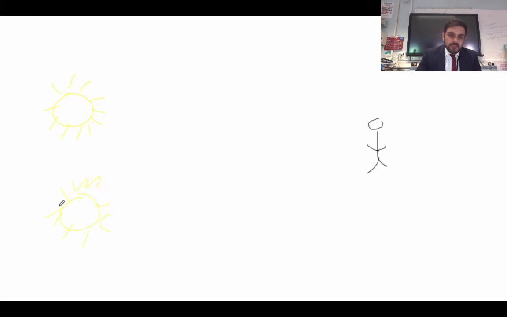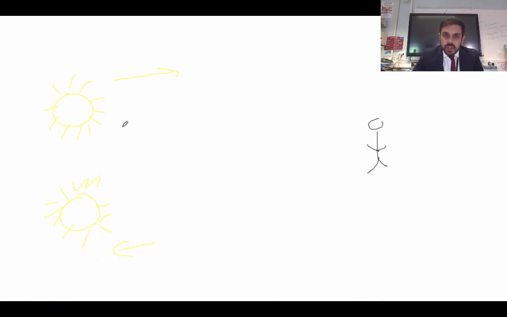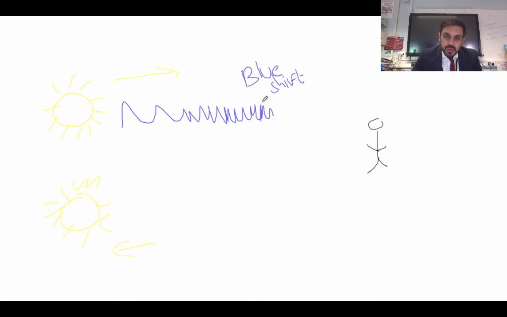Now, if this star was moving towards a person, stars give off light in the form of waves. If a star was moving towards a person, the light waves would get squashed. Think about it: if the light's coming towards you, the wave will get squashed, just like with the sound before. That's called blue shift. There'll be a shift towards the blue end of the spectrum.